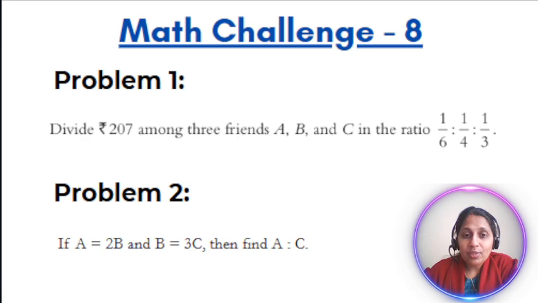The second problem is, if A equals 2B, and B equals 3C, then find A is to C. Apply the concept that we have discussed. You will find this problem easy to do.